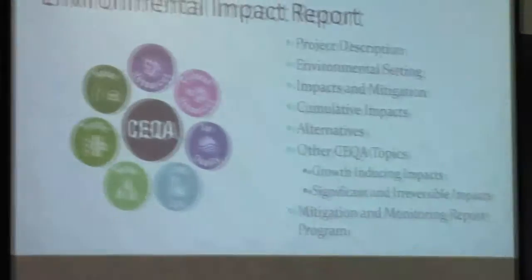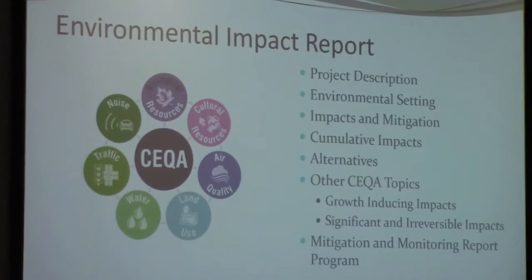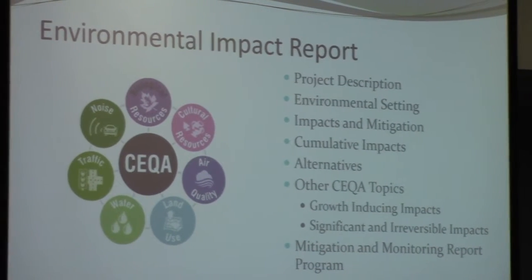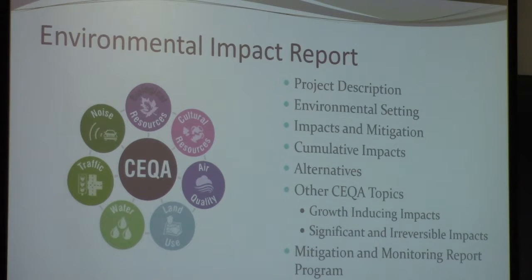This slide just outlines the various components of the environmental document. And you can see that there's a project description. The EIR talks about what the existing conditions are, the current environmental setting. And then in all the topic areas, and those are just some of them listed, such as noise, traffic, air quality, water, land use, it analyzes the impacts and proposed mitigation as required for each of those topic areas.